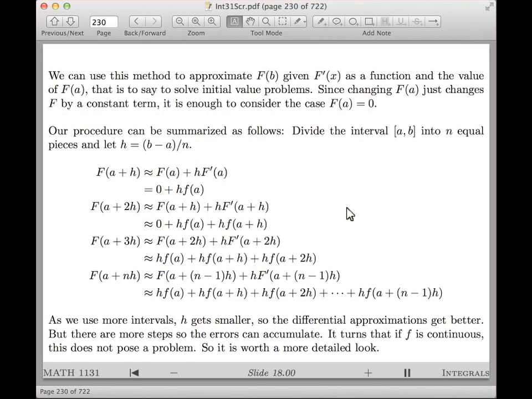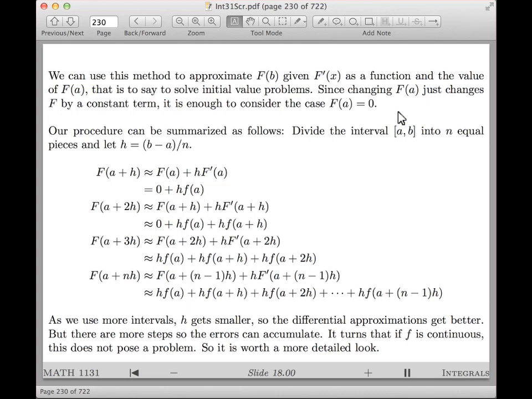Let's just write down what the idea is. Let's assume that I have an initial value problem where I'm given f prime of x and f of a. If I give a different number for f of a, that will only change the function f by a constant. We'll keep it simpler and assume that f of a is 0. Then I decide I want to use n steps. We'll decide on what n should be later.